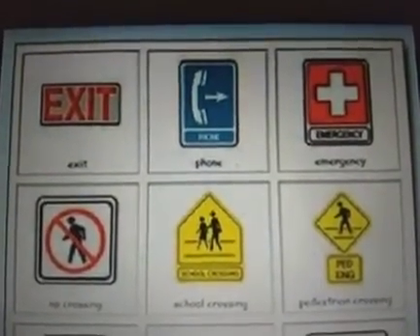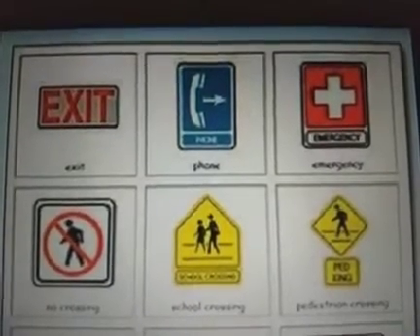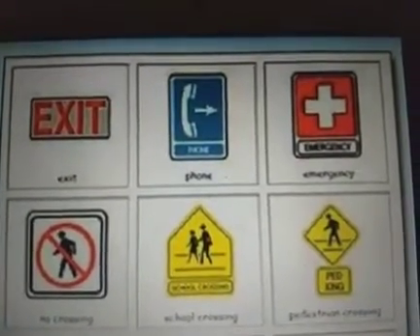So we are reading signs now. Signs and symbols. These are simple signs. They're called also symbols.